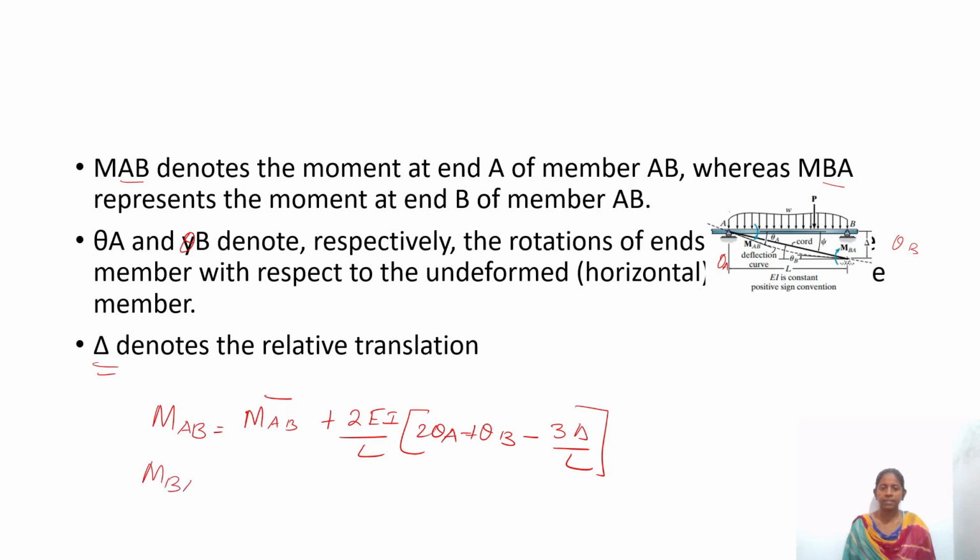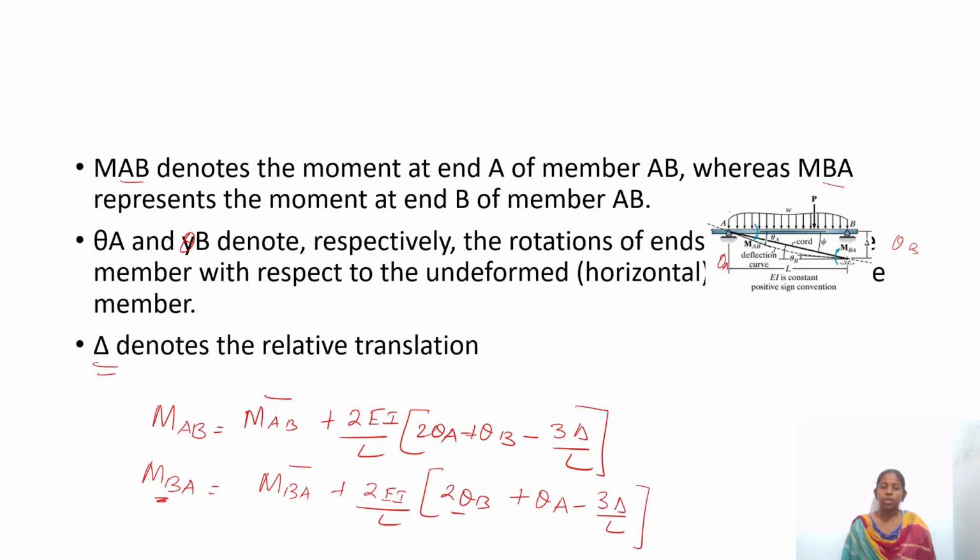Similarly, we can write this equation as M bar BA plus 2 EI by L into 2 theta B, where the B comes first. Here also we should mention 2 times theta B plus theta A minus 3 del by L.